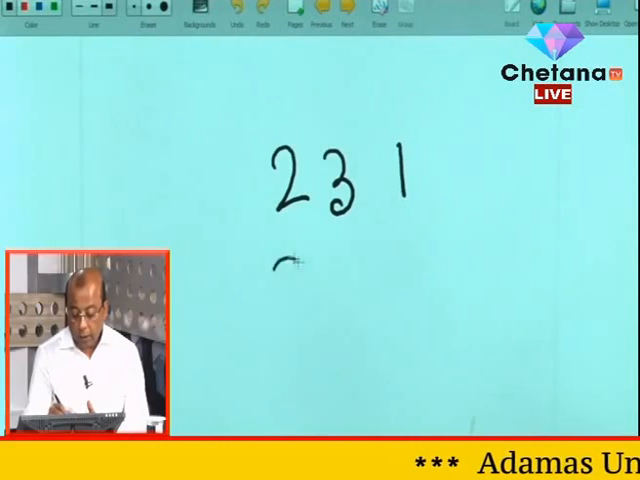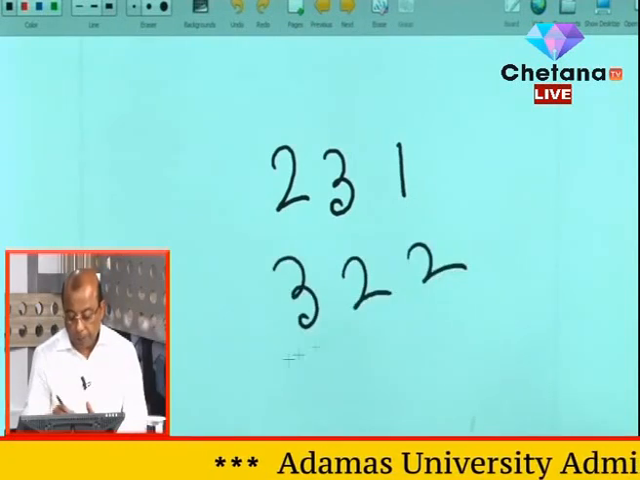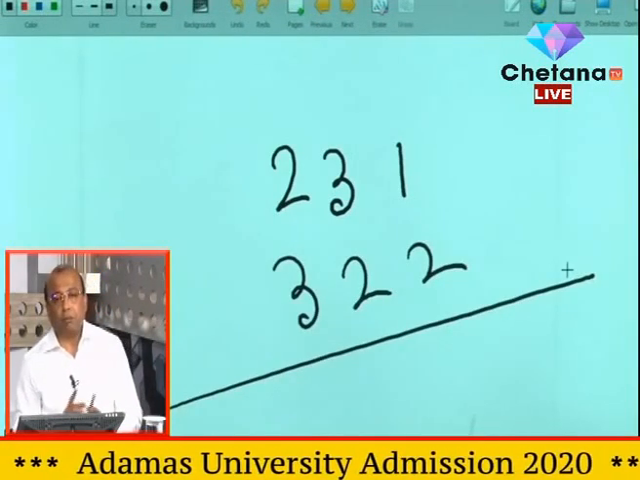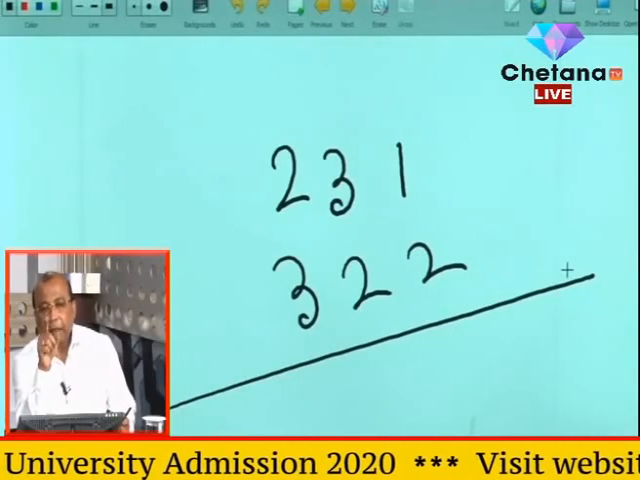Yes. 2, 3, 1, 3, 2, 2. Try to visualize the figure. When we consider the first column, it will be straight. When we consider the second column, it will be cross and add. Yes. When we consider the three columns, it will be cross and straight.